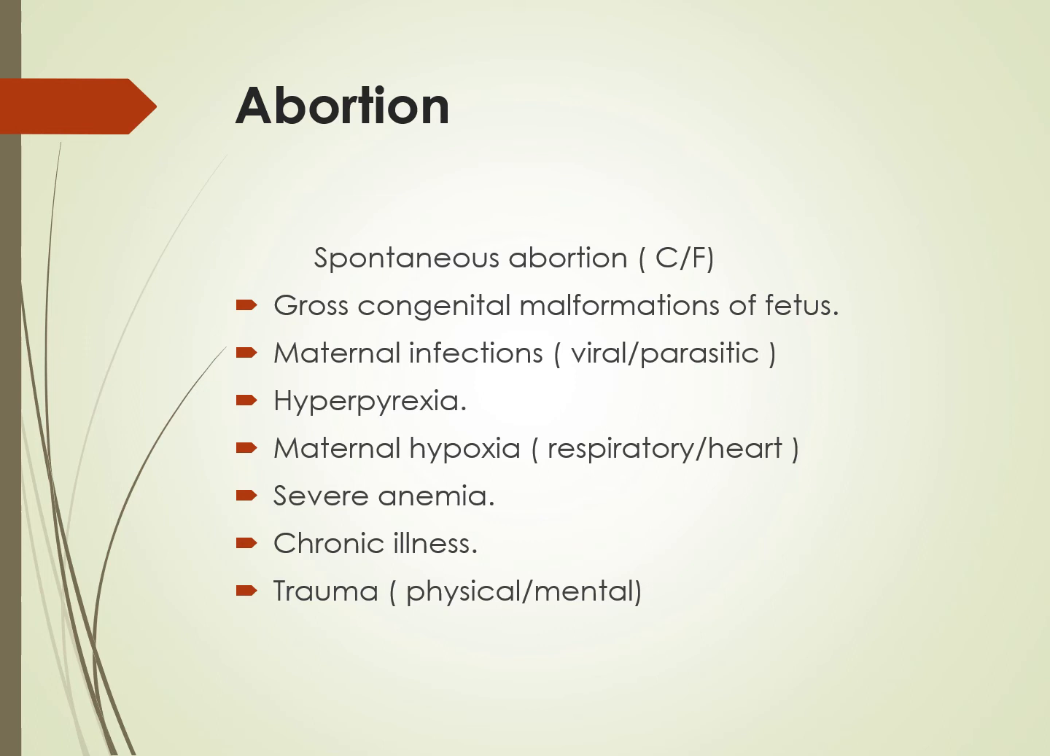Excessive malnourishment leading to anemia. Very low levels of hemoglobin in the mother can be the cause of abortion. And then, of course, some acute trauma. It can be a mental trauma or it can be a physical trauma. Some emotional trauma, or maybe a physical trauma like a direct blow on the abdominal area, can be the reasons for abortion. And of course, this abortion leads to early hemorrhages during pregnancy.